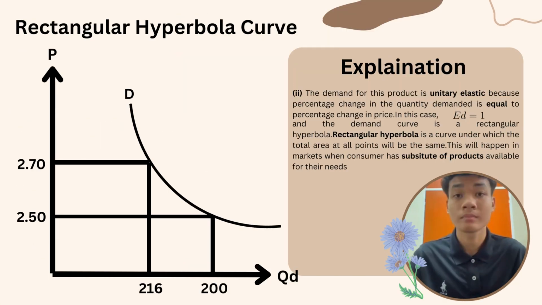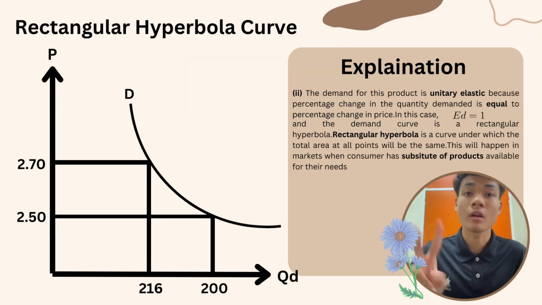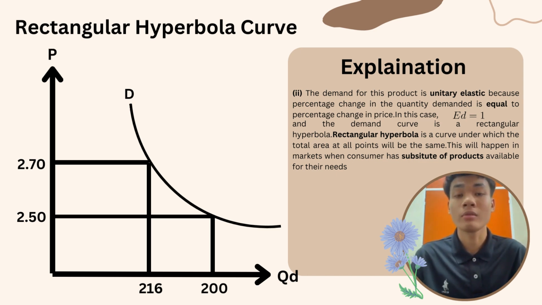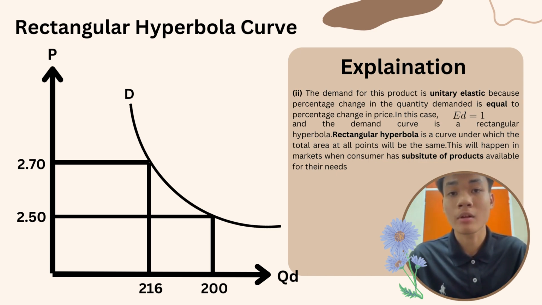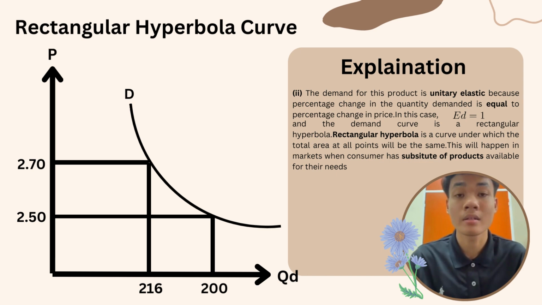Thanks. For question 1, Roman 2, demand for this product is unitary elastic because the percentage change in quantity demanded is equal to the percentage change in price. In this case, ED equals 1 and the demand curve is a rectangular hyperbola. A rectangular hyperbola is a curve under which the total area at all points will be the same. This will happen in markets when consumers have substitutes of products available for their needs.